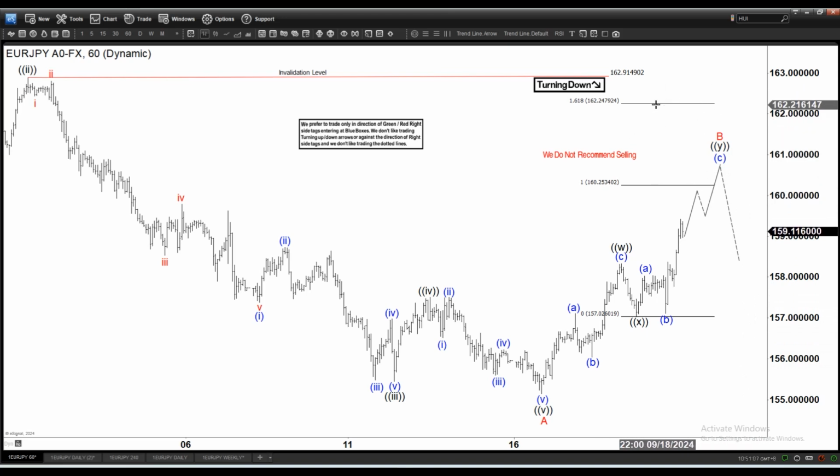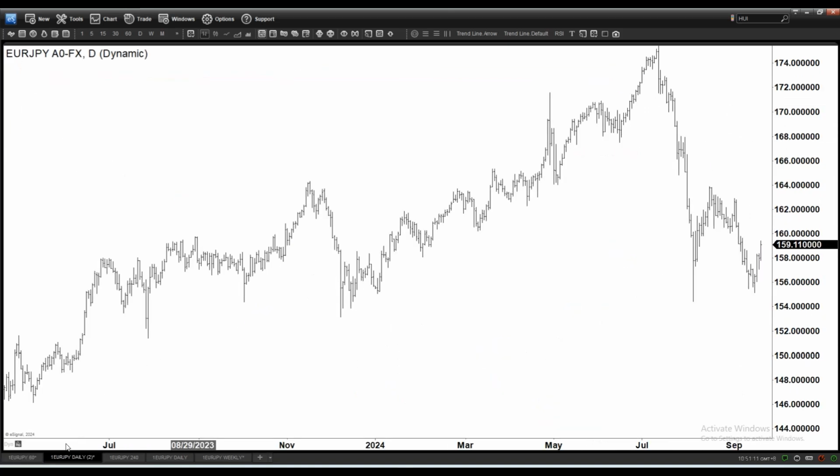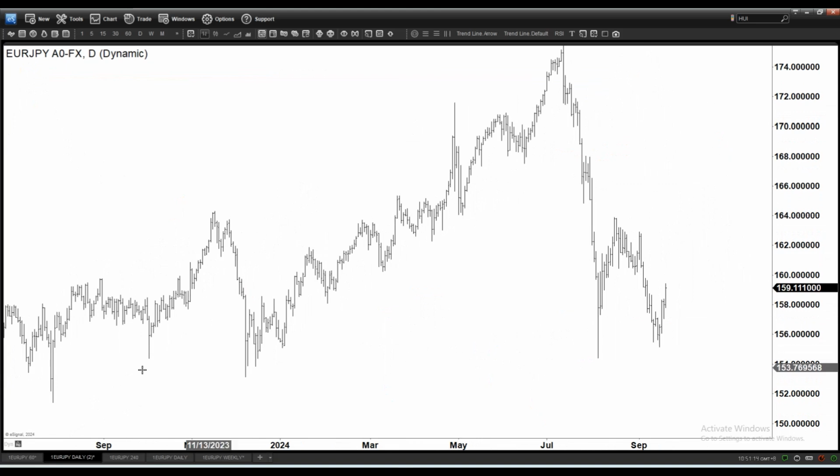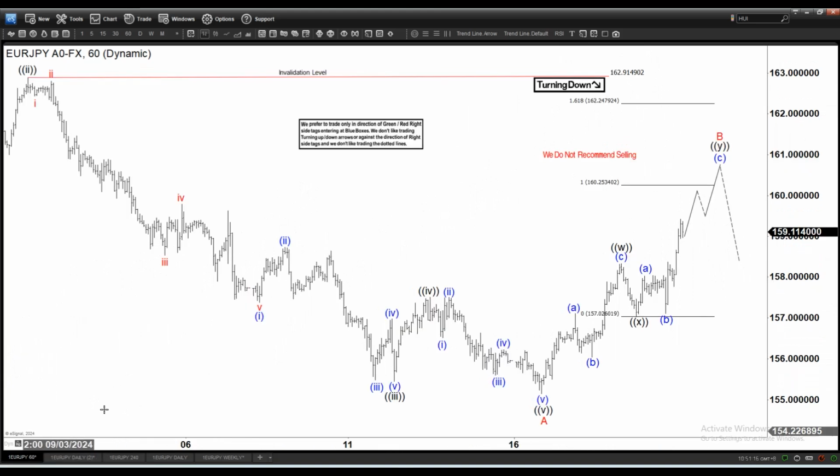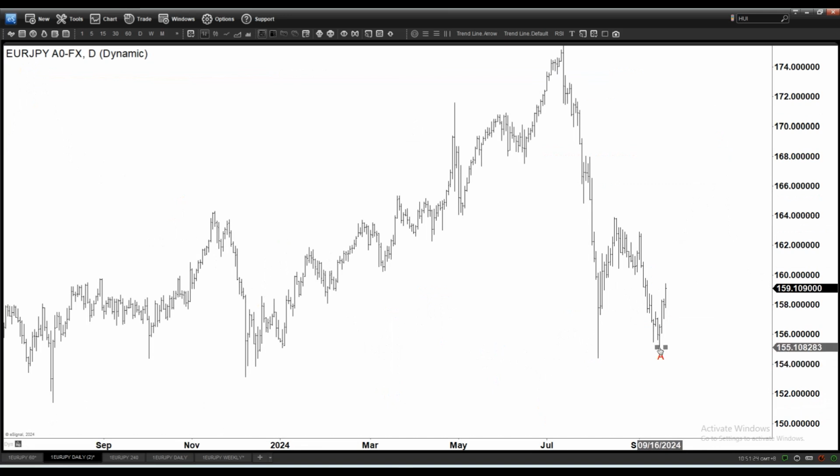Now if I zoom out on the daily time frame, let me put some of the count here. We ended A here at the lows, so that's our A. We got 5 waves down in A and we are looking to finish the B rally here before it starts turning lower again. At least that's what it should be.